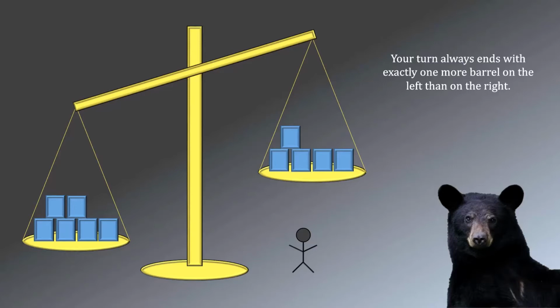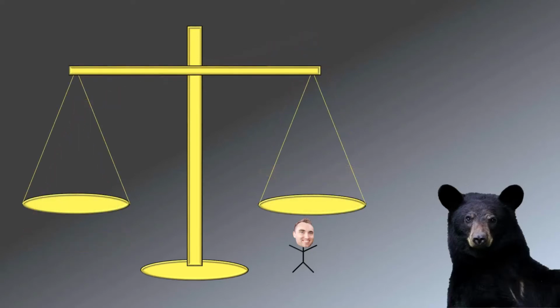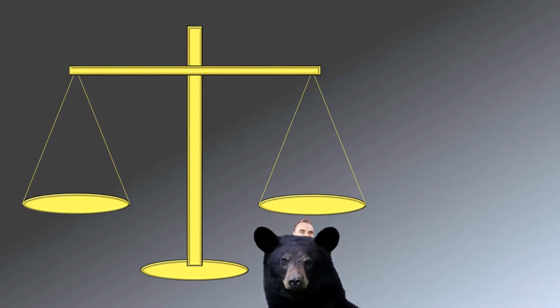And if you think about it, that's all you need to ensure that you win the game. Because if your turn is always ending with one more barrel on the left than on the right, then eventually we will get down to a situation where it is my turn and there is only one object left. That's the barrel on the left side of the scales. I will be obligated to take that final barrel. And when I do, fortunately the scales will not crush me, but unfortunately there is no more bear repellent, so I will meet a grisly fate.